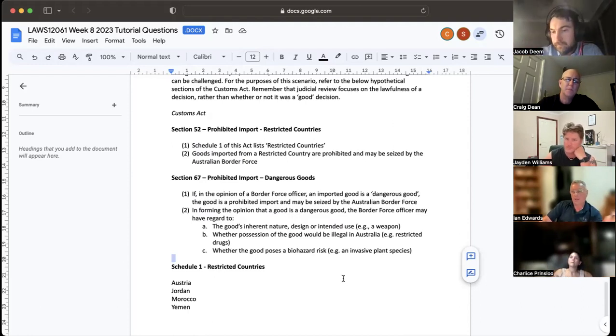What section would that come under? What grounds would you use for that?